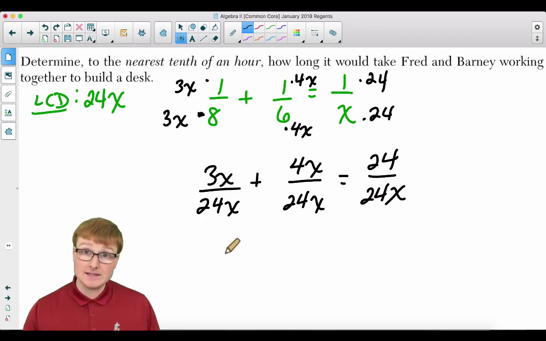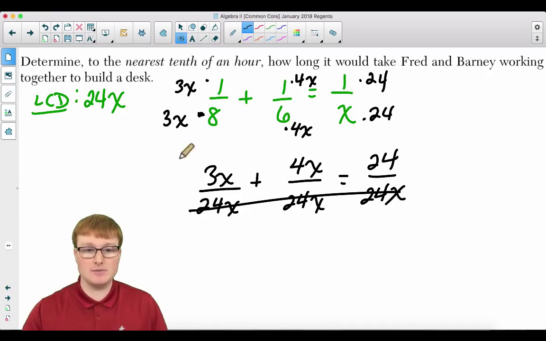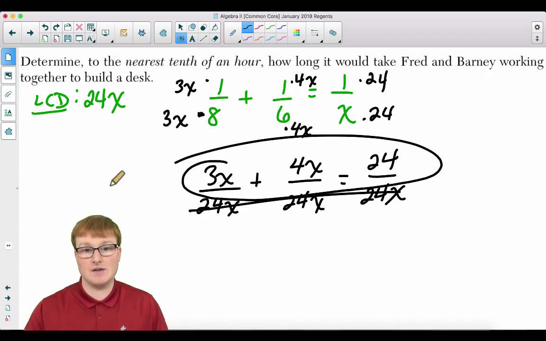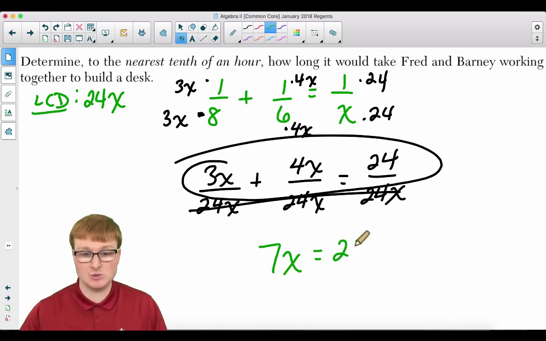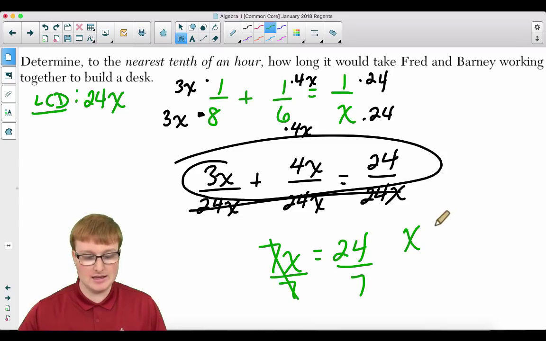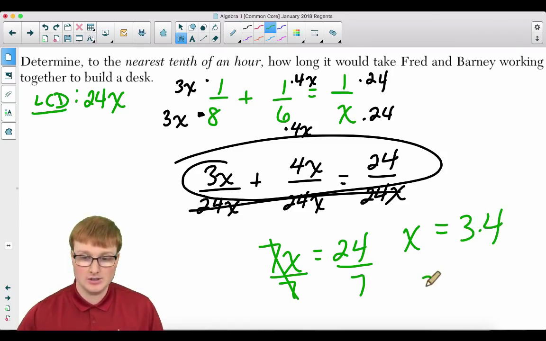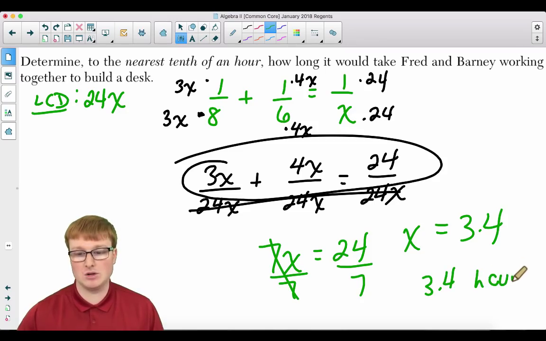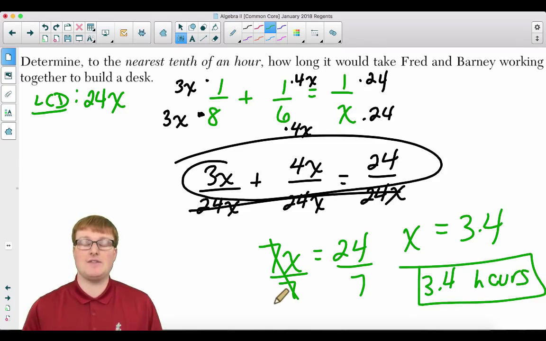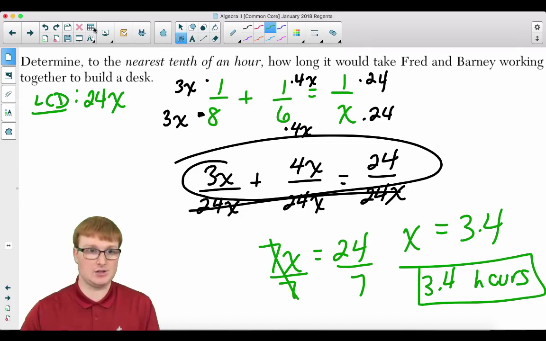When you have the same least common denominator, get rid of them. You're setting the tops equal to each other and solving for x. So we get 3x plus 4x is 7x is equal to 24. Divide by 7 on both sides, and you get x is equal to 24 divided by 7, which is 3.4. So your answer is 3.4 hours. That is the total amount of time that they will take to complete the desk.